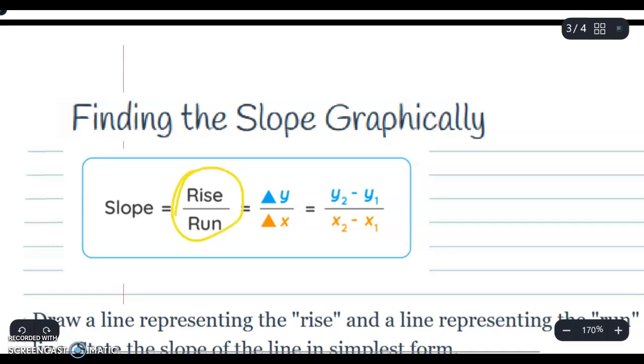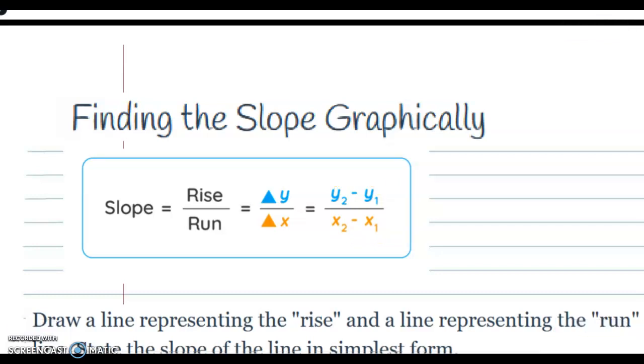Alright, so we have this formula here, rise over run. Notice how the rise is the change in y over the change in x. We'll go deeper into y2 minus y1 over x2 minus x1 in a future video. But for now, let's take a look at just finding the slope from a line that's already graphed.